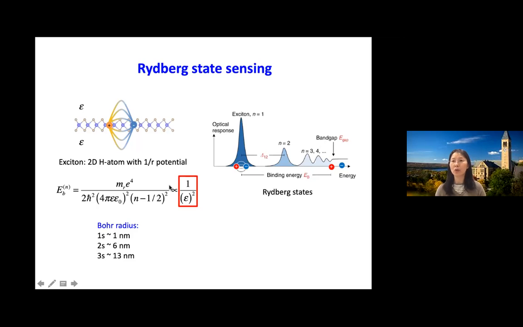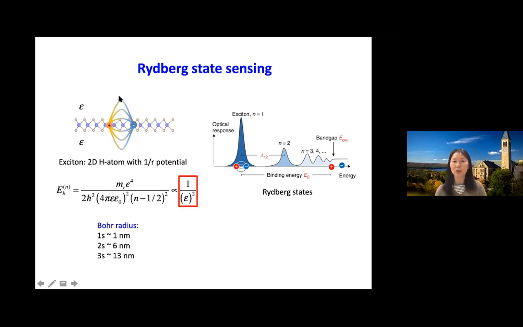And also the Bohr radius changes with the principal quantum number. So for instance, in TMD semiconductors, the 1s exciton Bohr radius has been measured to be around 1 nanometer, 2s is on the order of 5 to 6, and the 3s would be bigger. So we see this as an opportunity for the excitons to see the surrounding dielectric background.